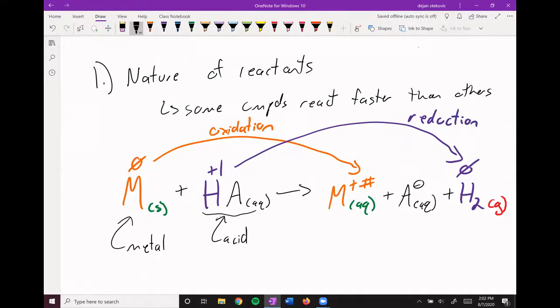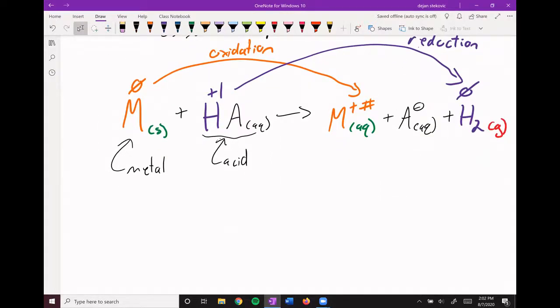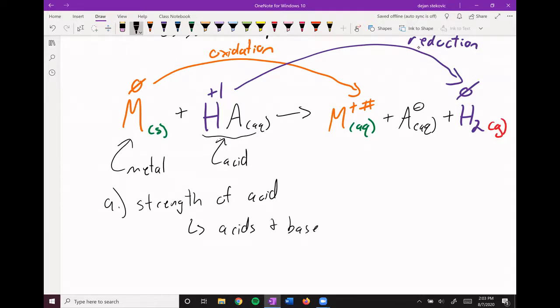And so how fast this occurs depends on two things. The number one thing it depends on is the strength of the acid. And so for now, we're just going to take a look at some acids are faster, some acids are slow. We're not going to learn about why just yet. You'll learn about the why when you get to the acids and bases chapter, and really more so the electrochemistry chapter. So we'll learn more about the why there.